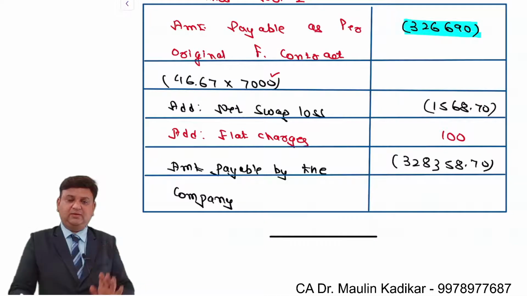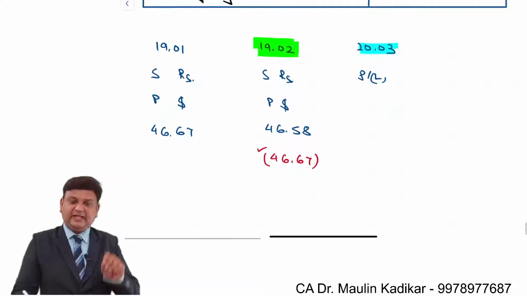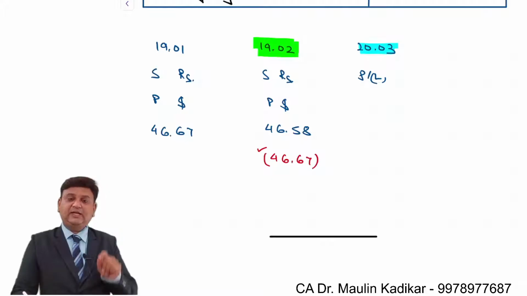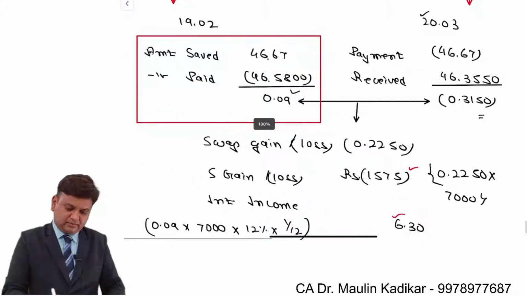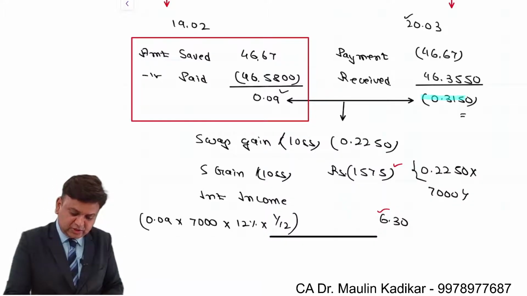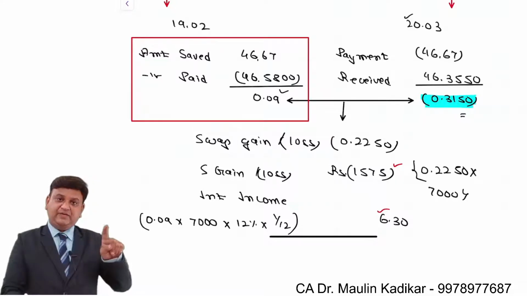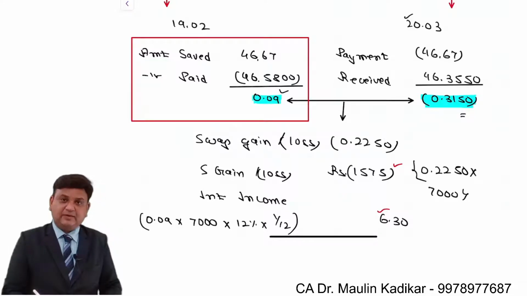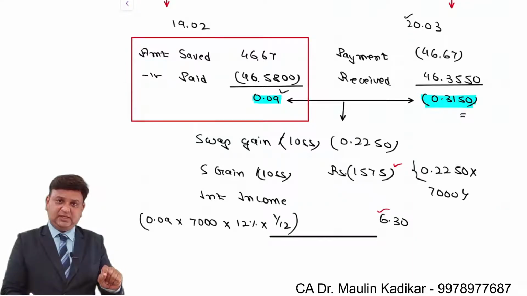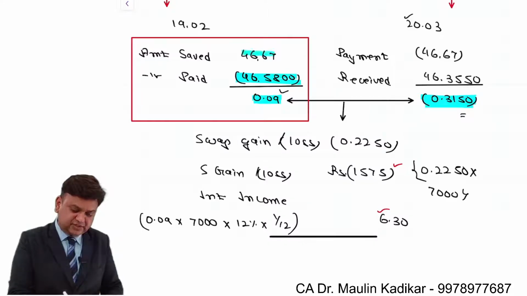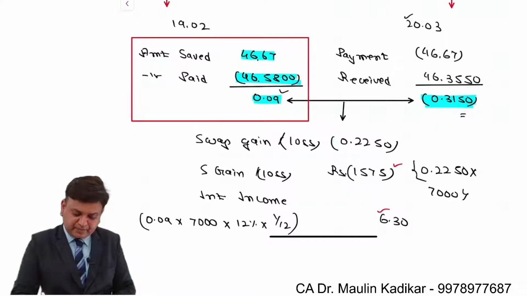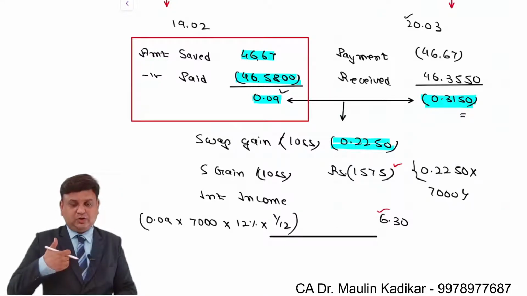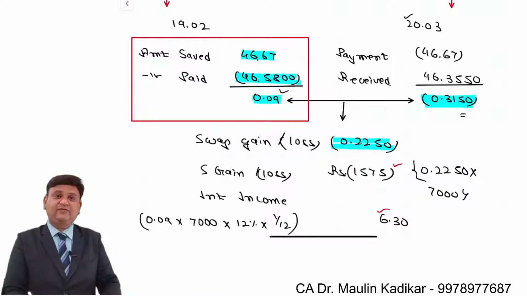Now you go to the bank after a month, on this date. At that point of time, the bank will tell you something like this, that due to cancellation of the forward contract, you have incurred a loss of 31.50 paise. However, we had collected 9 paise more from you. Because on 19th of February, using the spot exchange rate, this is the rate at which you should have purchased dollar. However, we debited your account with this rate. So we collected 9 paise more from you at that point of time. So net amount you have to pay 22.5 paise to us. So we are paying 0.225 into 7000, that is 1575 to the bank.